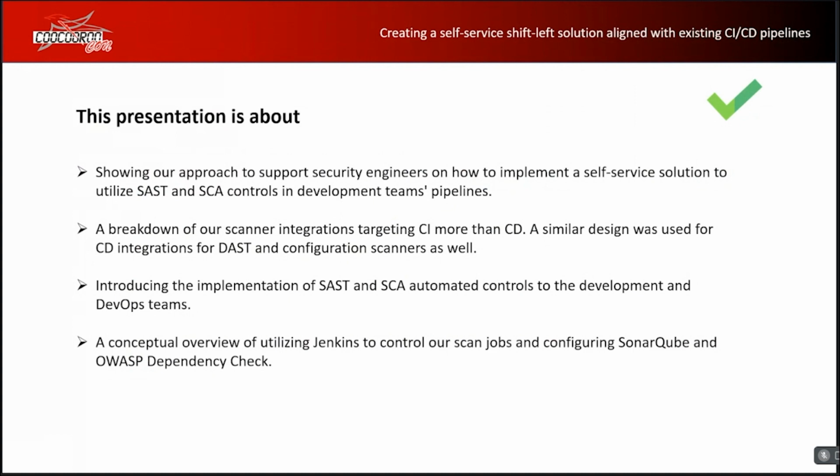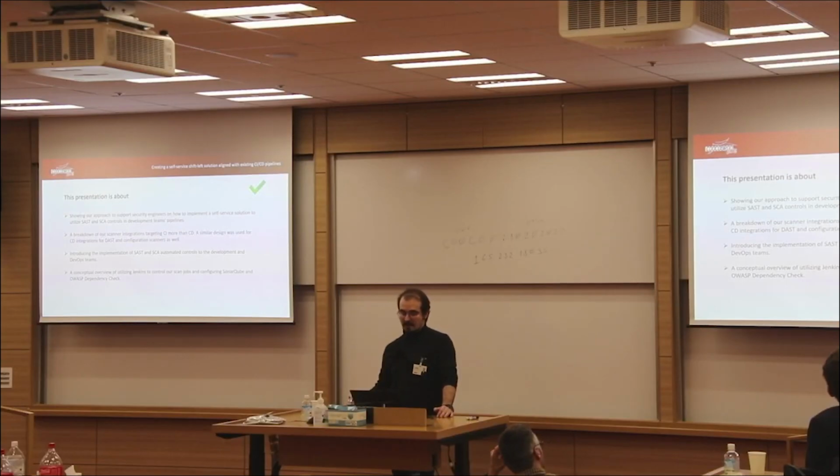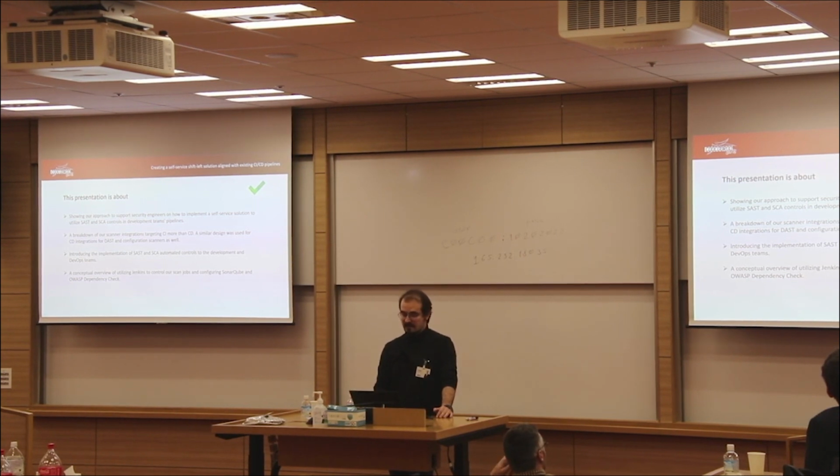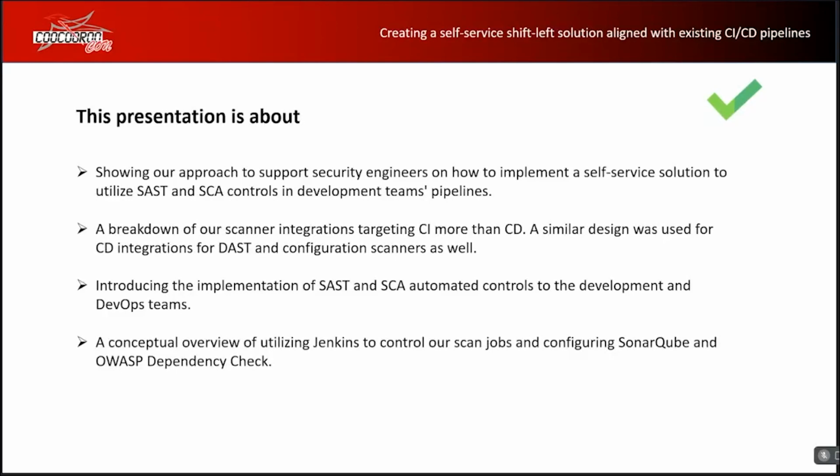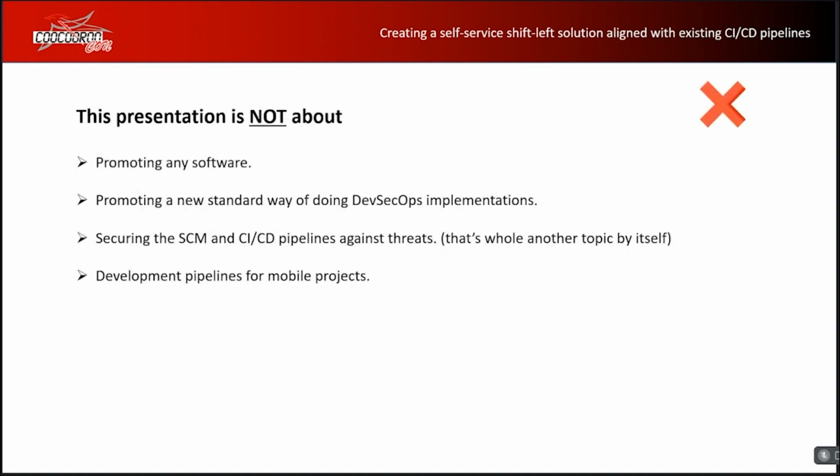The reason is this project was first designed as a self-service for SAST and SCA. I have also been more involved with this project later, with DAST configuration, container scanner and builds, but those are more suitable for the continuous delivery stage. Specifically, I will briefly show how we utilize Jenkins to control the scan jobs for SonarQube and OWASP Dependency-Check, which makes it easier for development teams to use in their continuous integration.